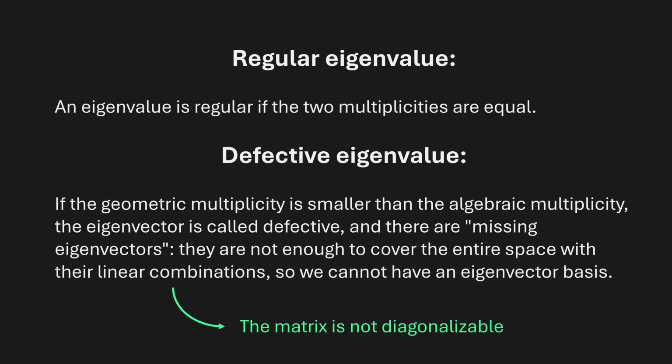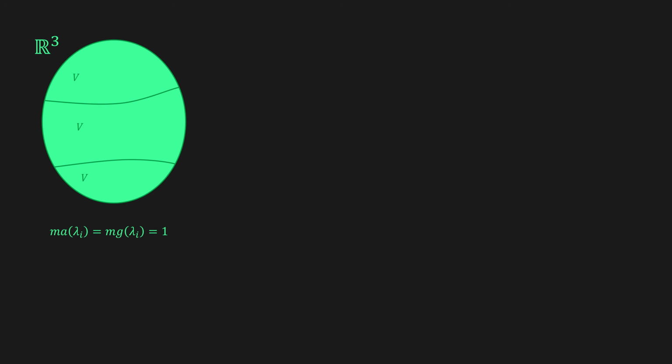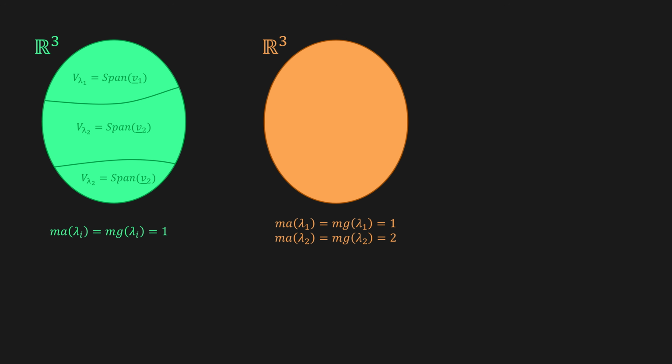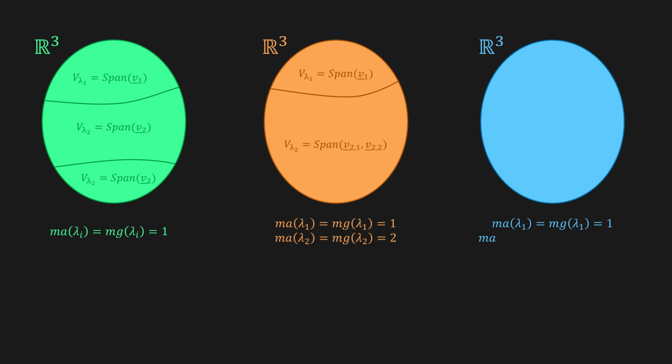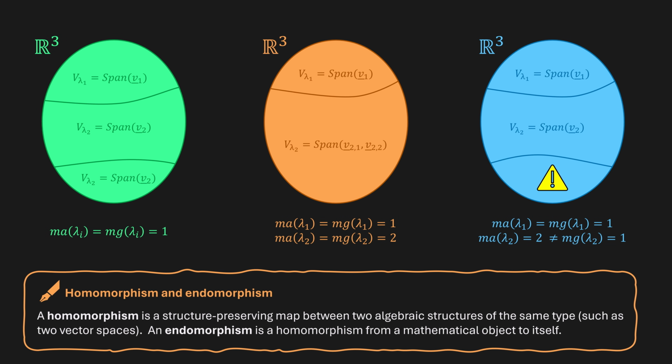If an eigenvalue is regular, then the eigenvectors are enough to build a basis of the vector space. If the geometric multiplicity is smaller than the algebraic multiplicity, the eigenvalue is called defective and there are missing eigenvectors. It means that there are not enough to cover the entire space with the linear combination, so we cannot have an eigenvector basis. This means the matrix is not diagonalizable. Now there are some more advanced tools to do this, like generalized eigenvectors or the Jordan canonical form, which is the next step if a matrix is not diagonalizable, but that's a story for another day.